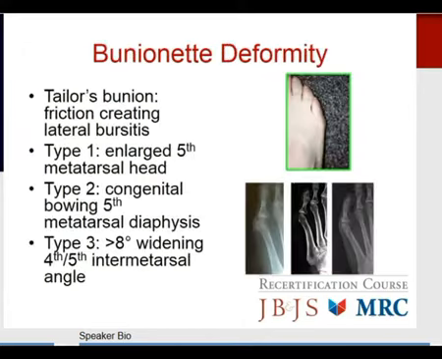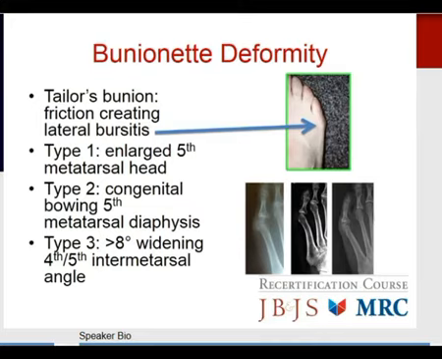A bunionette deformity is the opposite of a bunion. Now we have pathology on the fifth metatarsal head. We used to call those Taylor's bunions because really what occurs here is bursitis over a prominence on the outer border of the foot. That bursitis can occur because tailors used to sit cross-legged on the floor, then they wind up getting friction over that bump, that would become inflamed and subsequently symptomatic.